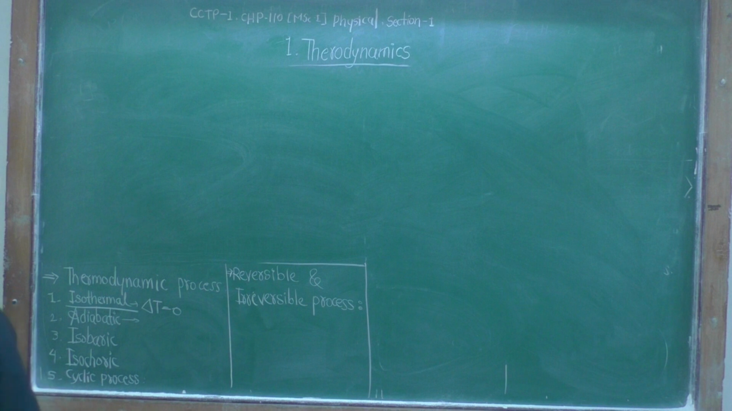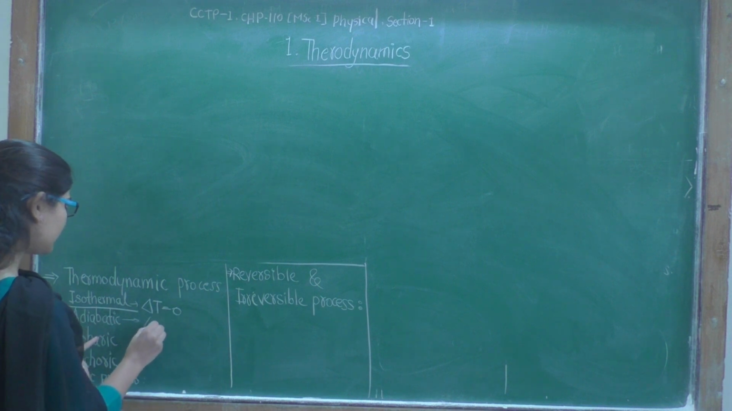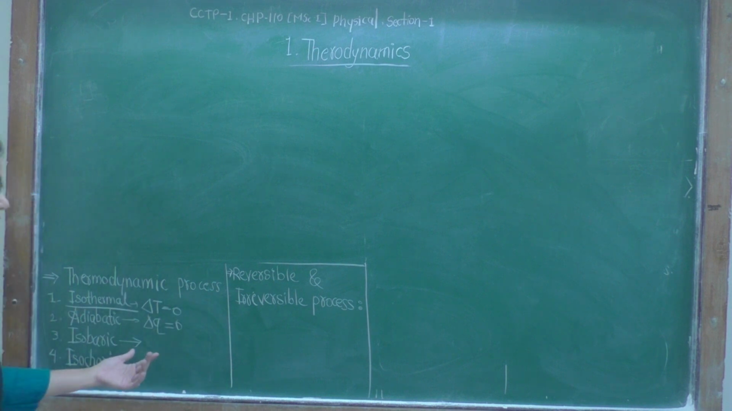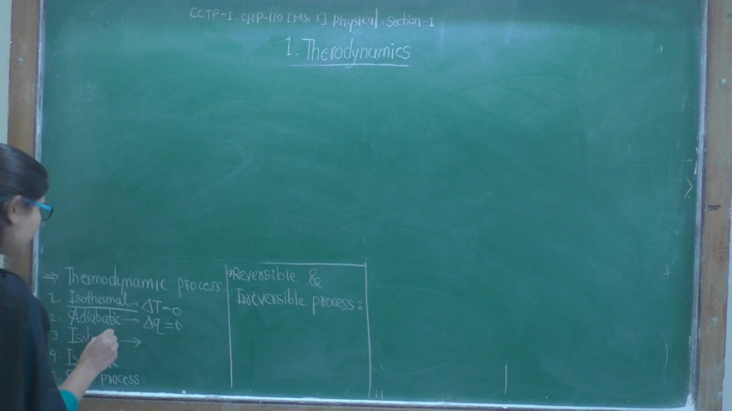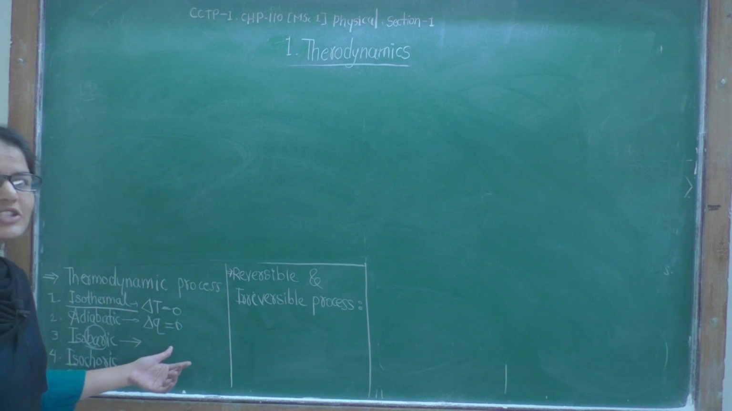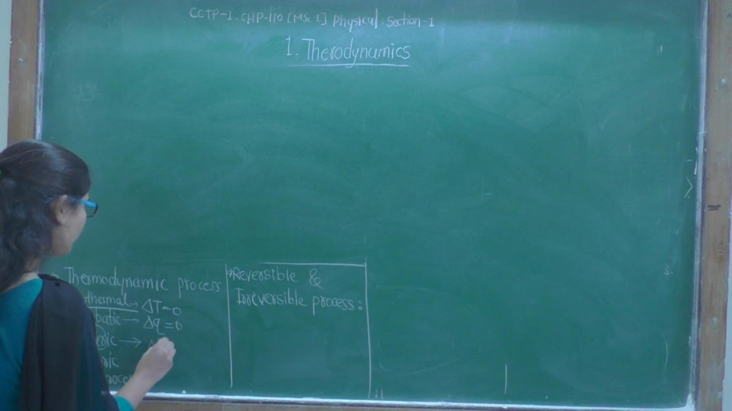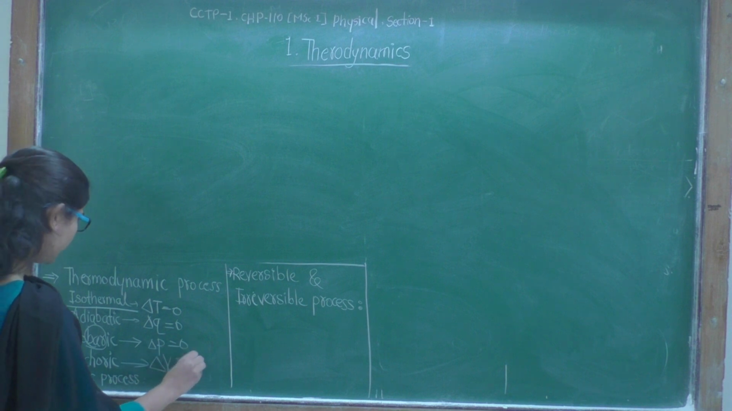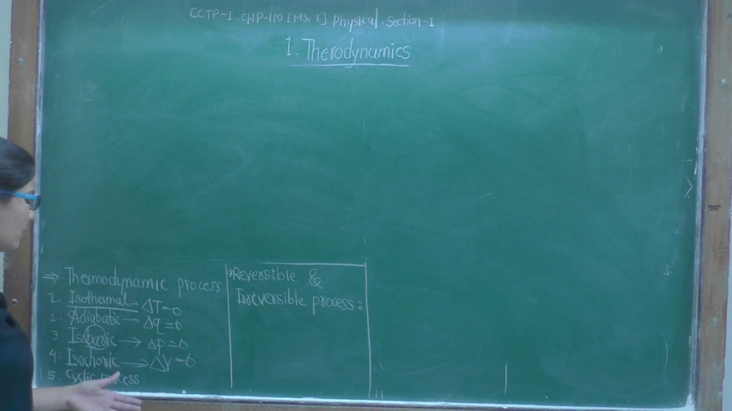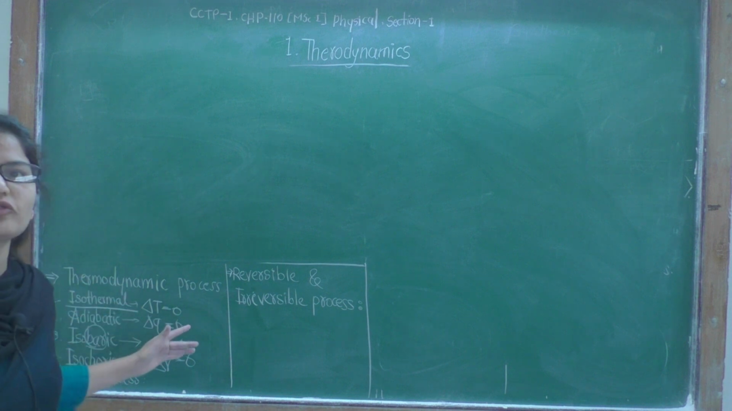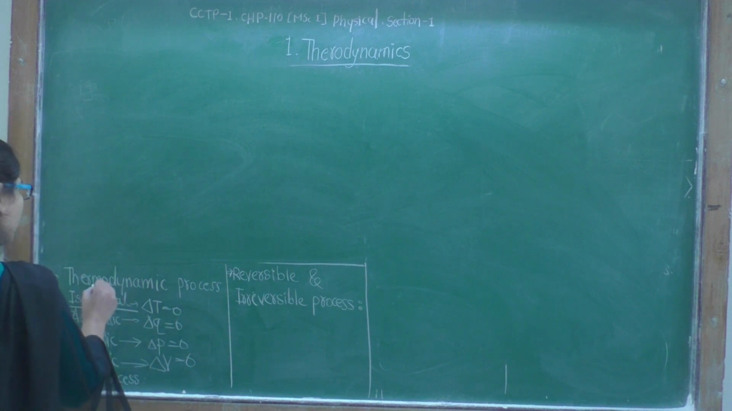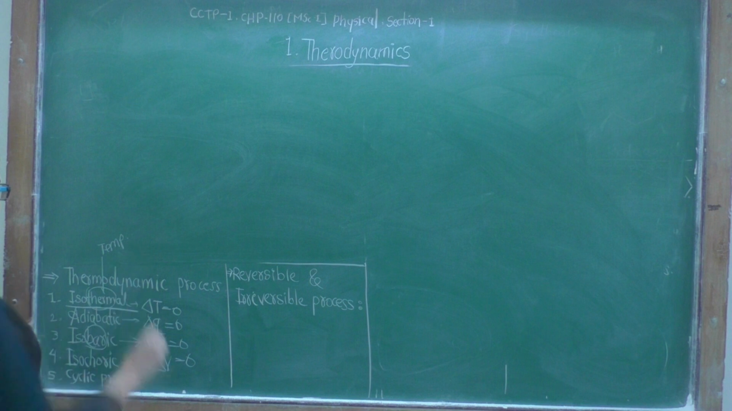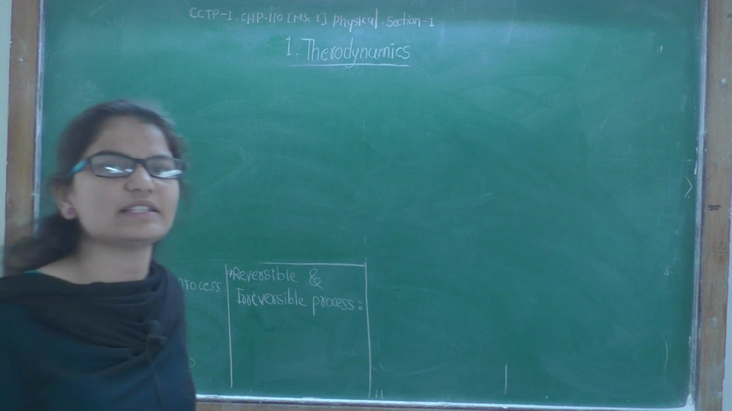Similarly, in adiabatic process, change in heat delta Q equals 0, while in isobaric process, bar is the unit of pressure, so we can remember that change in pressure is 0 in the case of isobaric process. In isochoric process, change in volume equals 0. You can remember these four things. In isothermal, therm denotes temperature, hence in isothermal process delta T equals 0.